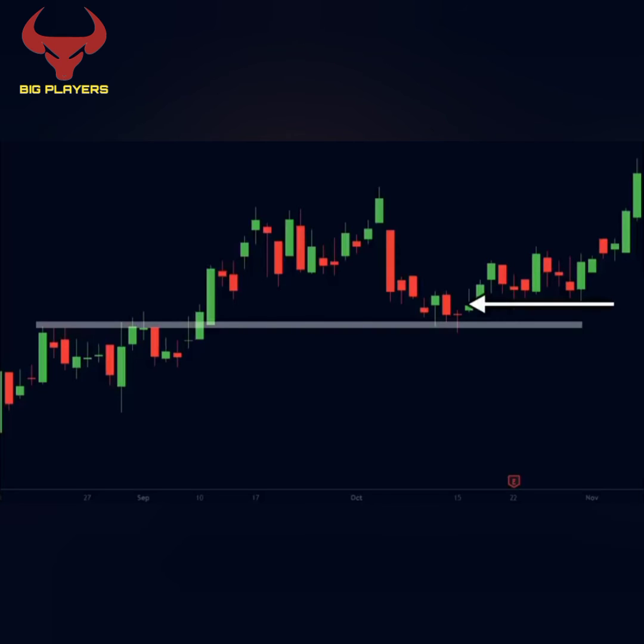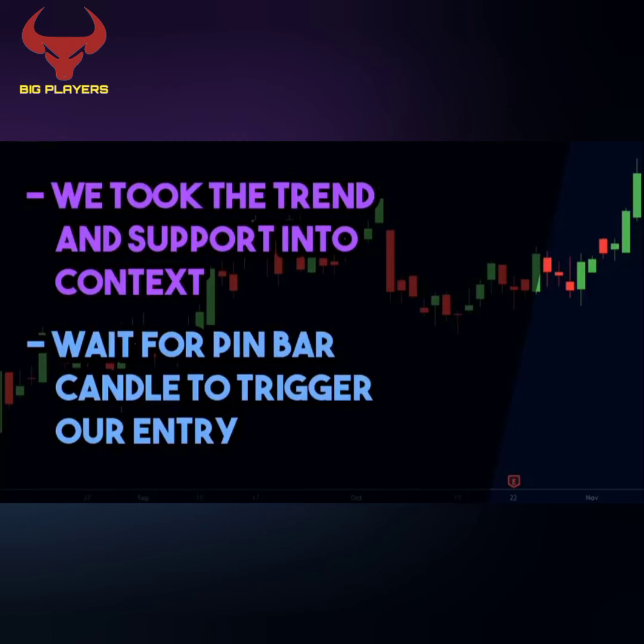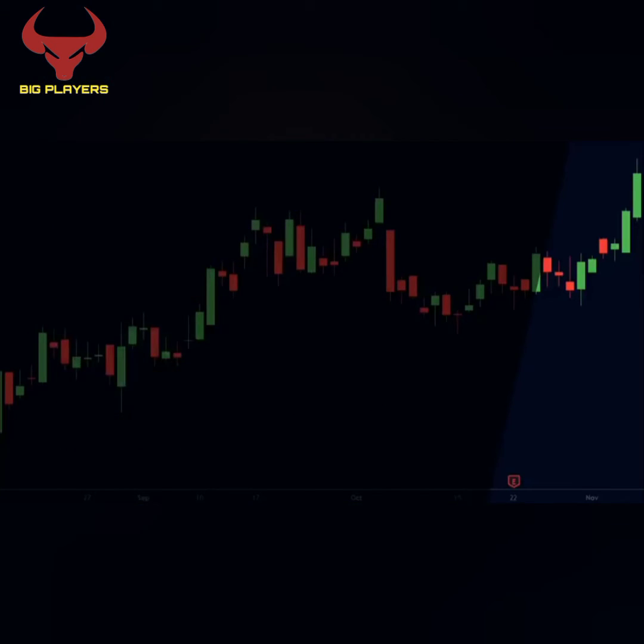So we buy here. We can keep our stop loss a few pips below the support level, and we can place our targets around the previous high. We easily achieved our targets on this trade. The reason for our success on this trade is that we took the trend and support level into context and waited for the pin bar candle to trigger our entry.